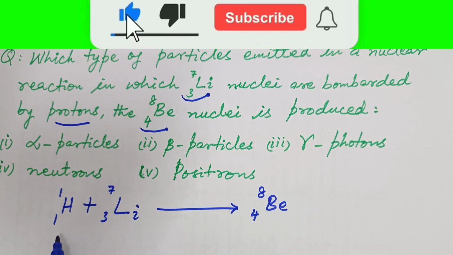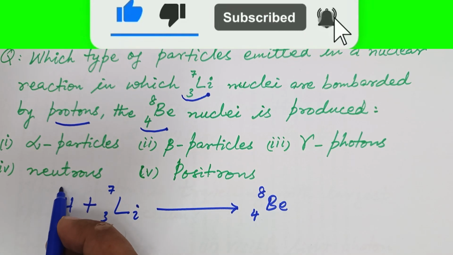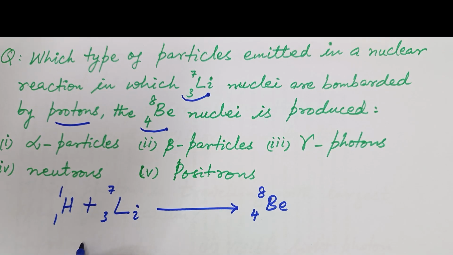So when you check it, you can find that here the nucleon number, the mass number, is 8 and the atomic number is 1 plus 3, which is 4. On the other side, the mass number, which is also known as the nucleon number, is 8 over here and the atomic number is 4. So the equation is balanced.